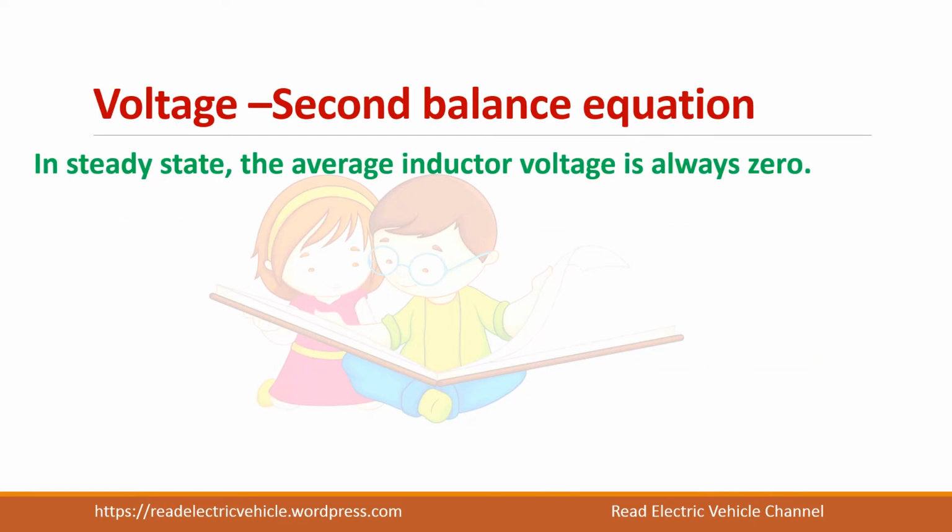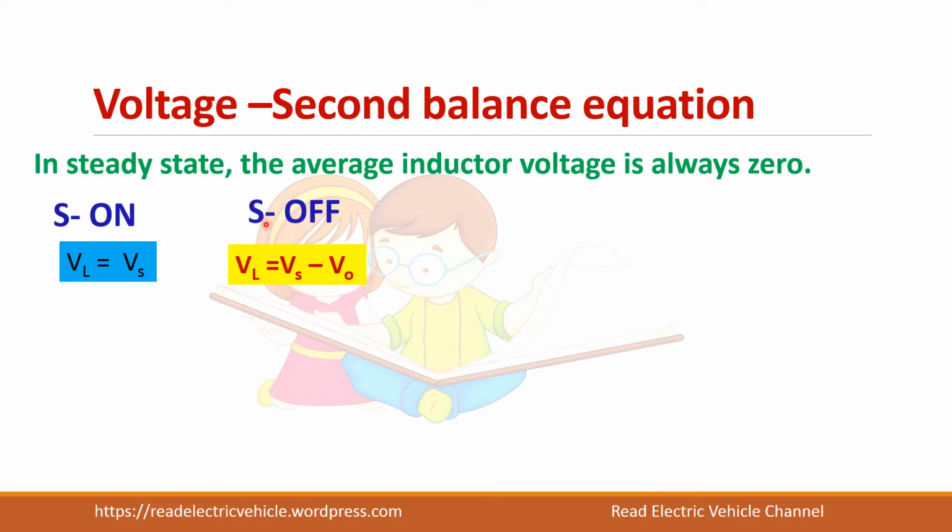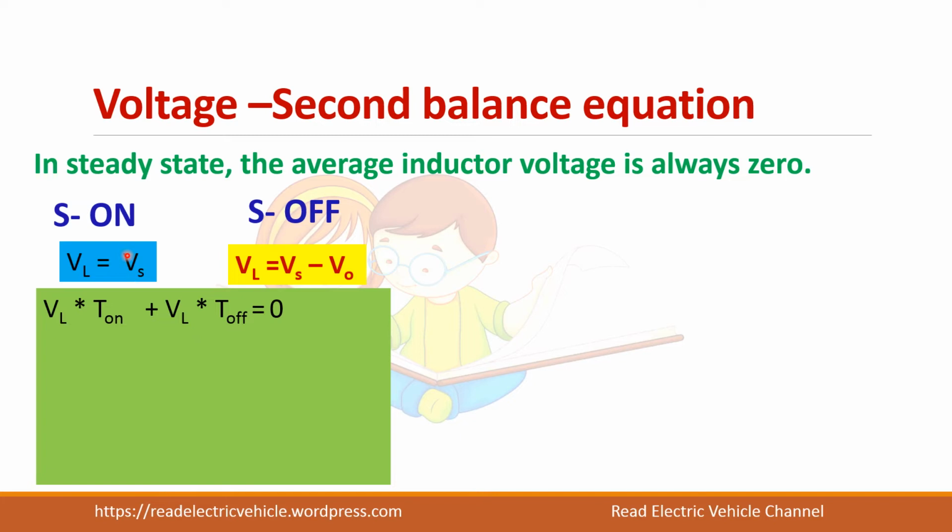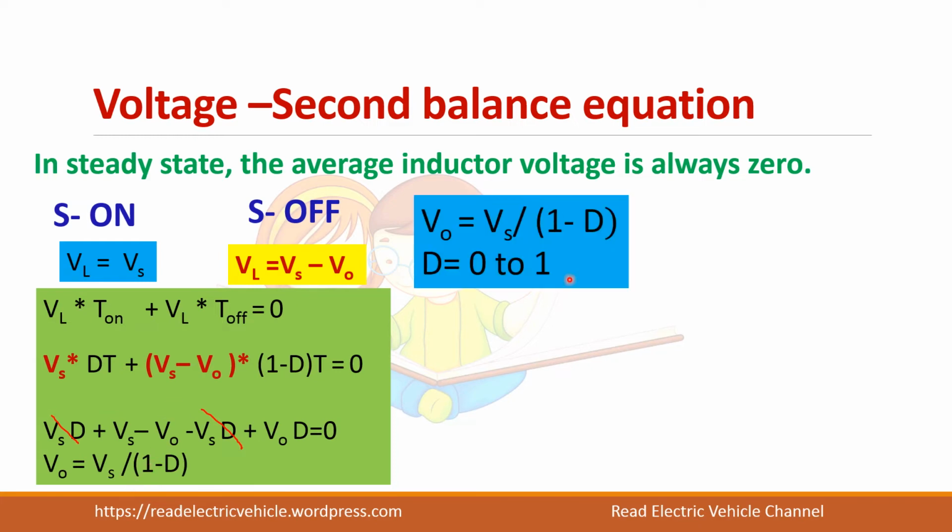Now we will derive the voltage second balance equation, that is voltage into time period equation for inductor voltage. So during on condition we have derived VL is equal to Vs, and similarly for off condition also we have already derived what is VL. Now in steady state, the average inductor voltage is always 0. So the on period voltage into on time plus the off period voltage into off time is equal to 0. So substitute the values, you will get V0 is equal to Vs divided by (1 minus D).